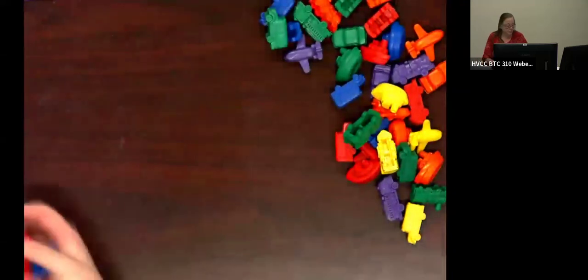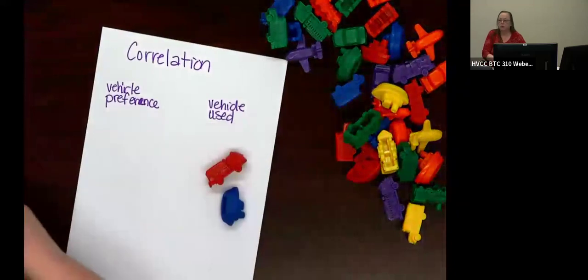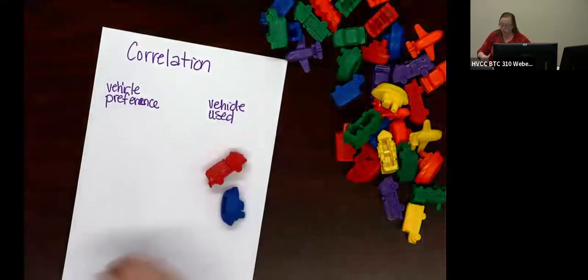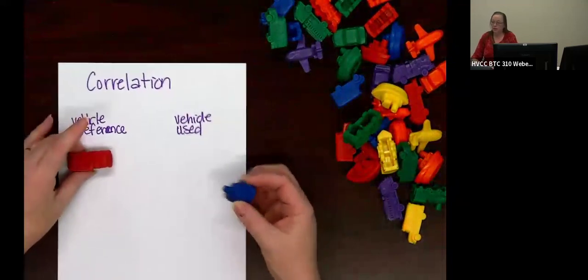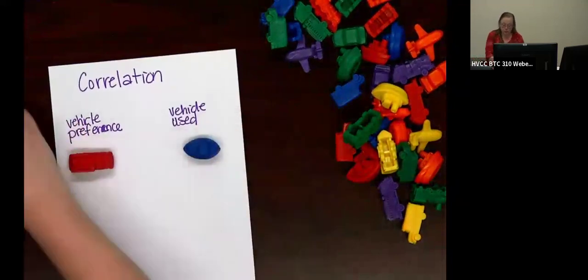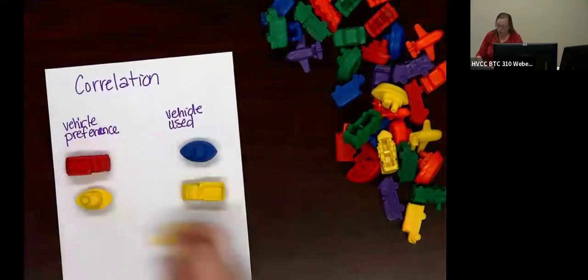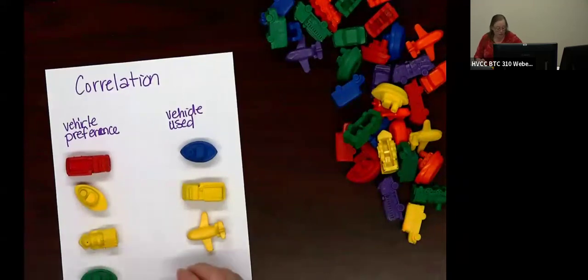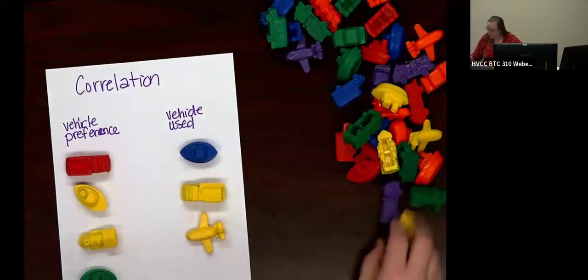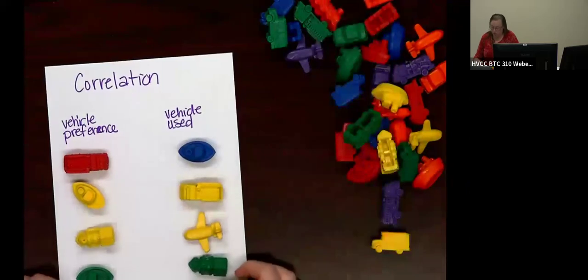Now, correlation is about how things relate. So we can say vehicle preference and then the vehicle use. Is there a relationship between a person's preferred vehicle and the vehicle that they use? So this is what we would have here, this whole relationship. Is there a connection?